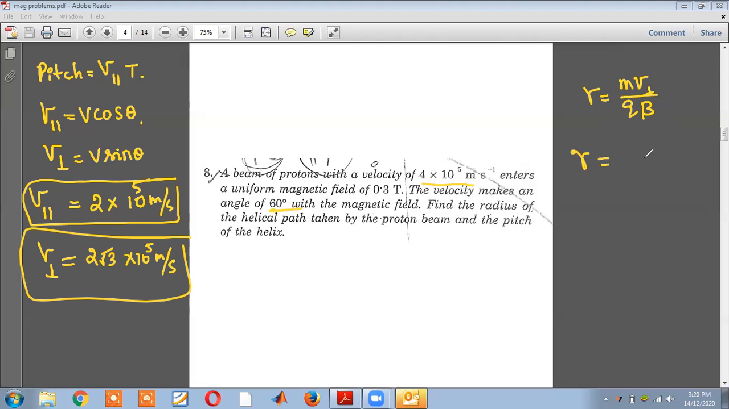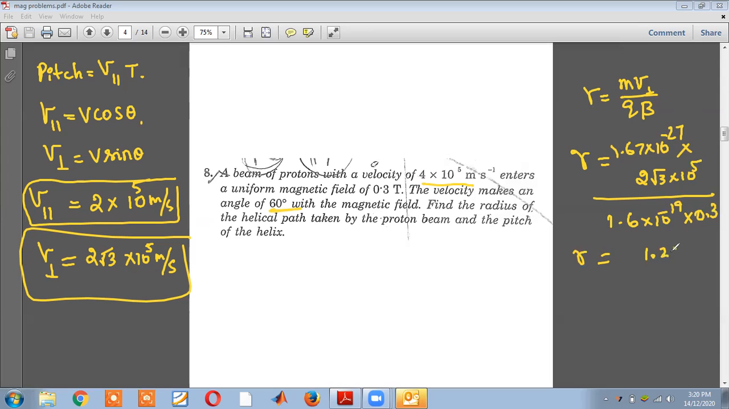So R turns out to be, since the protons are moving, mass is 1.67 × 10^-27 times velocity perpendicular, which is 2 root 3 × 10^5, divided by charge, which is 1.6 × 10^-19, times the magnetic field 0.3. Substituting all the values, the radius turns out to be 1.2 centimeter. Please check. If not, let me know.